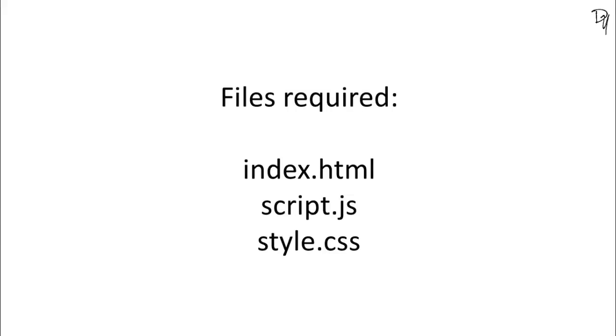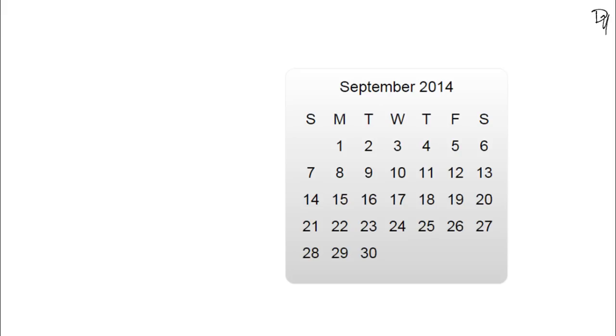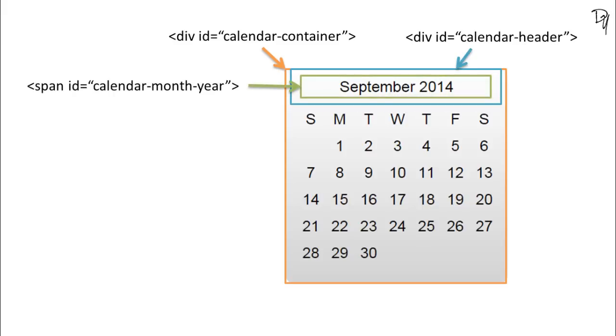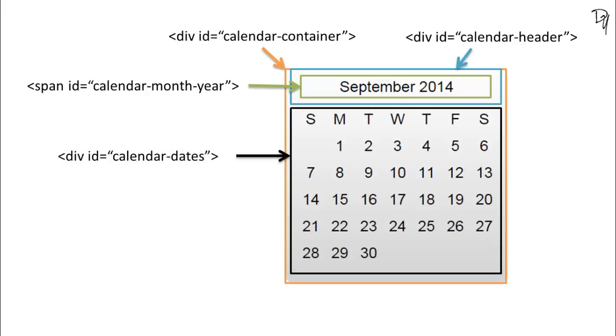For this project we'll need three files: index.html, script.js and style.css. This is what we are designing in this project. It contains a div, calendar container, which contains the calendar, and it consists of a div which has an ID calendar header, which includes the header, which is actually a span having an ID calendar month year. And then we have another div which is the calendar dates.